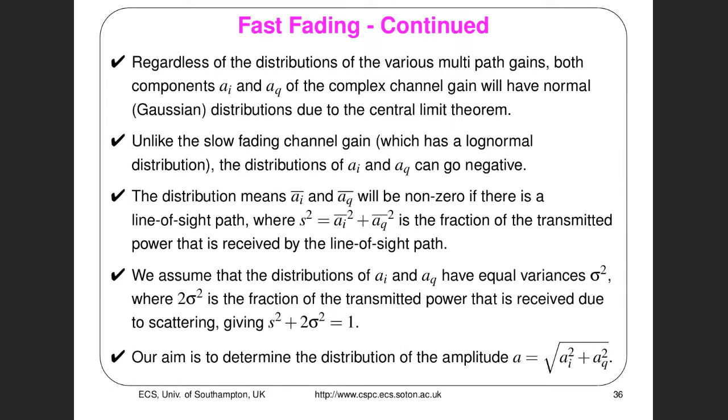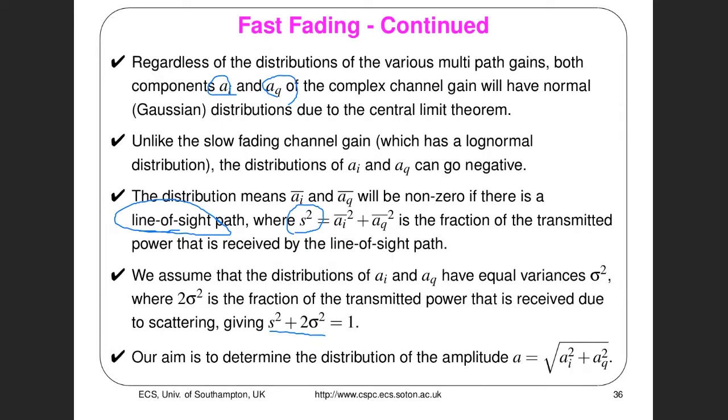Last time I finished here. There are a lot of words here, but the main message for you is that the real part and imaginary parts are Gaussian distributed, and the mean value is determined by line of sight power. So line of sight power is a mean value. And then the variance of the real part and the variance of the imaginary parts are non-line of sight power.